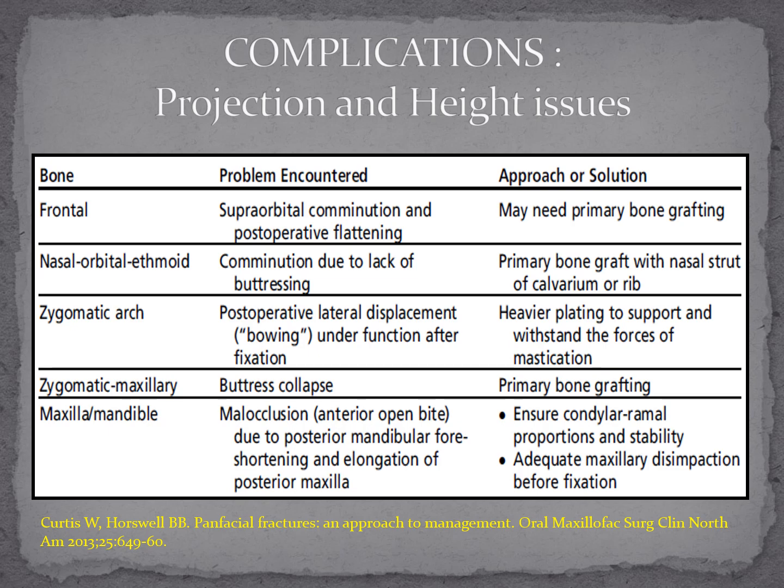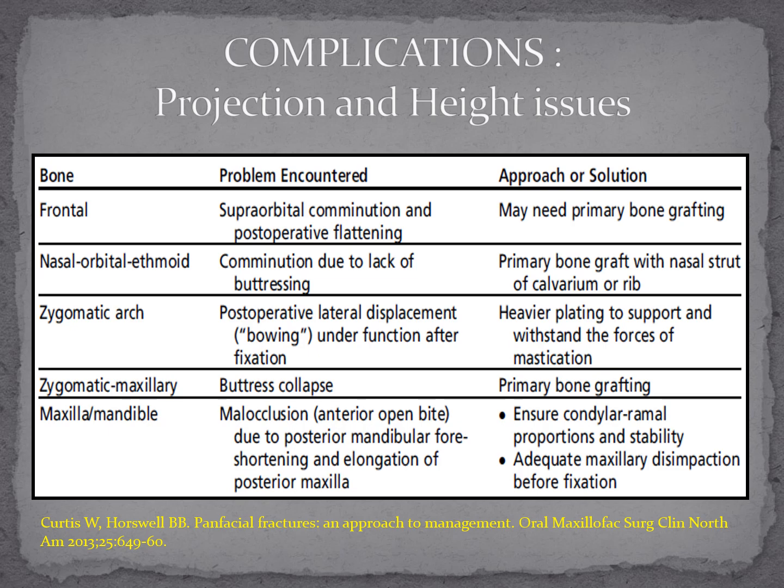Similarly, for the zygomatic arch, a postoperative lateral displacement or bowing under function can occur because of the pull of the masseter muscle. Therefore, the surgeon needs to decide whether he needs heavier plating to support and withstand the forces of mastication. The zygomatic maxillary buttress can collapse, and therefore primary bone grafting will be essential in this region. Otherwise, there will be a complete loss of both the vertical as well as the anteroposterior projection of the midface.